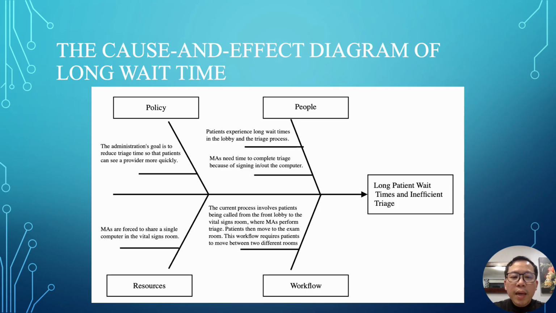Resource. The MAs are forced to share a single computer in the vital sign room. The workflow is the last factor. The current process involves the patient being called from the front lobby to the vital sign room where the MA performs the triage. Then the patient moves to the exam room. This workflow requires the patient to move between two different rooms. As a result, the long patient wait time comes from inefficient triage.